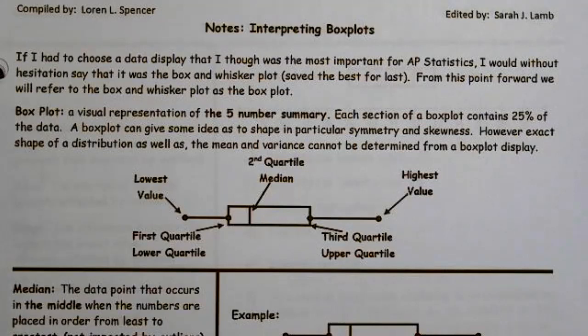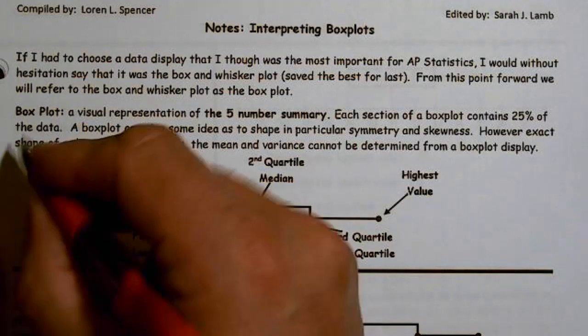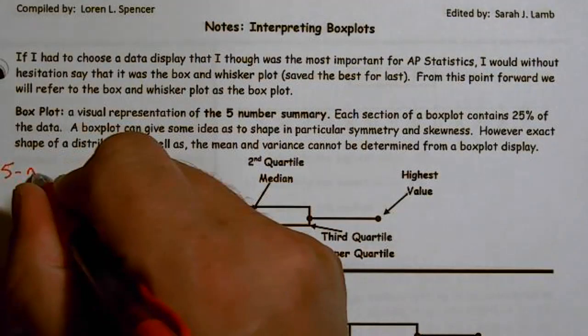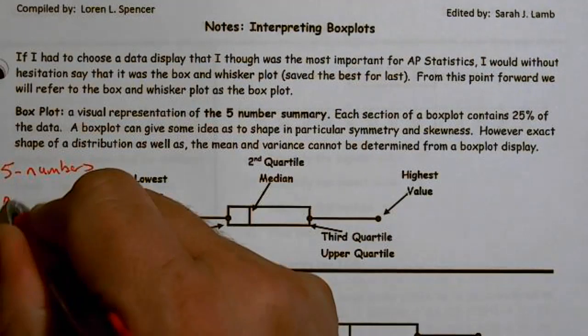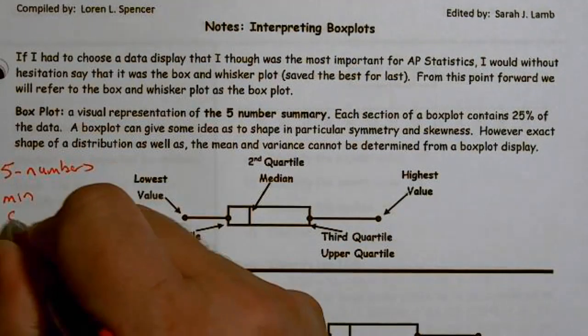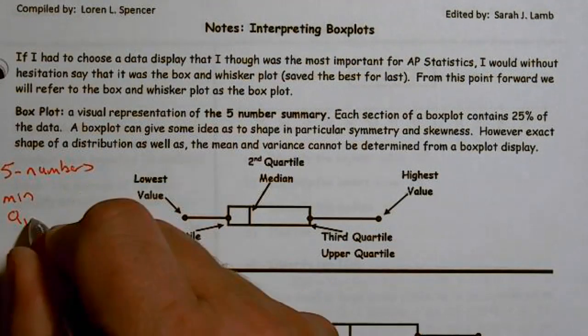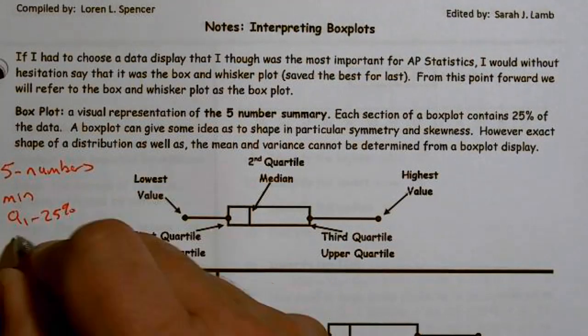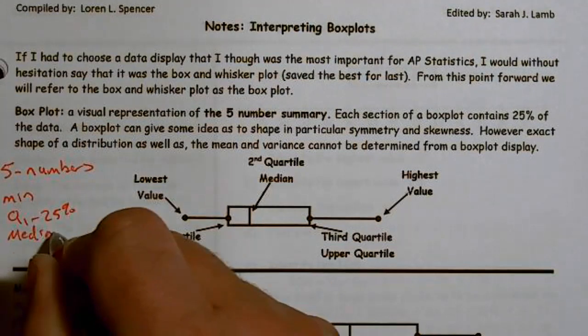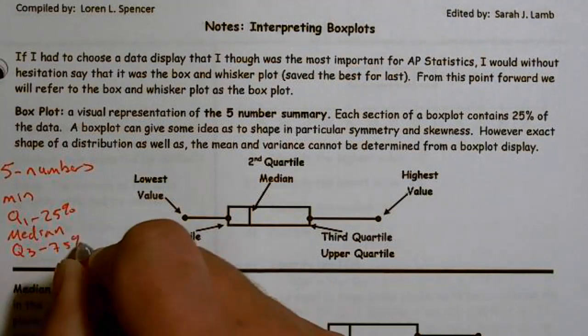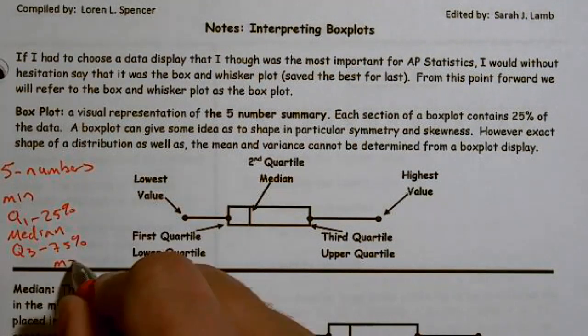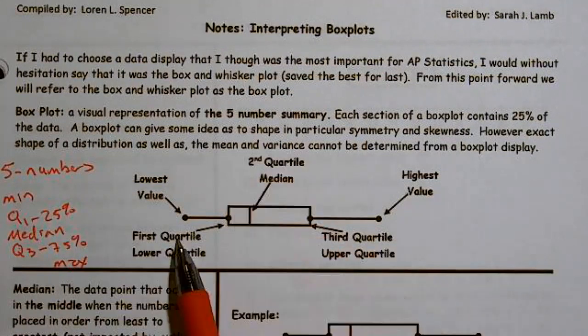So let's go back a ways. Earlier in another video, we talked about the 5-number summary. All right, so we said the 5-number summary consisted of the minimum value of the data set, Q1 or the 25th percentile, the median, Q3, which is the 75th, and then the maximum. Well, it turns out a box plot is a visual representation of this.